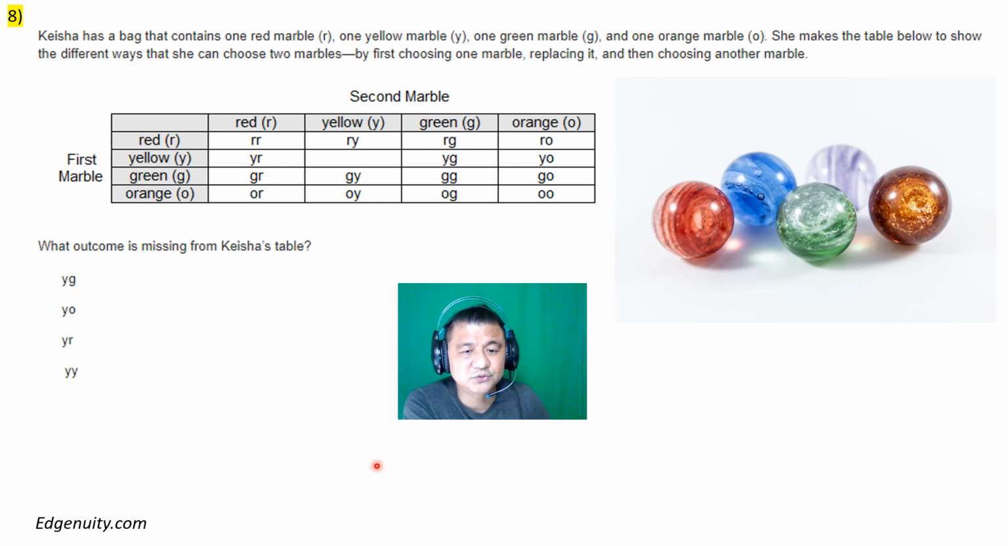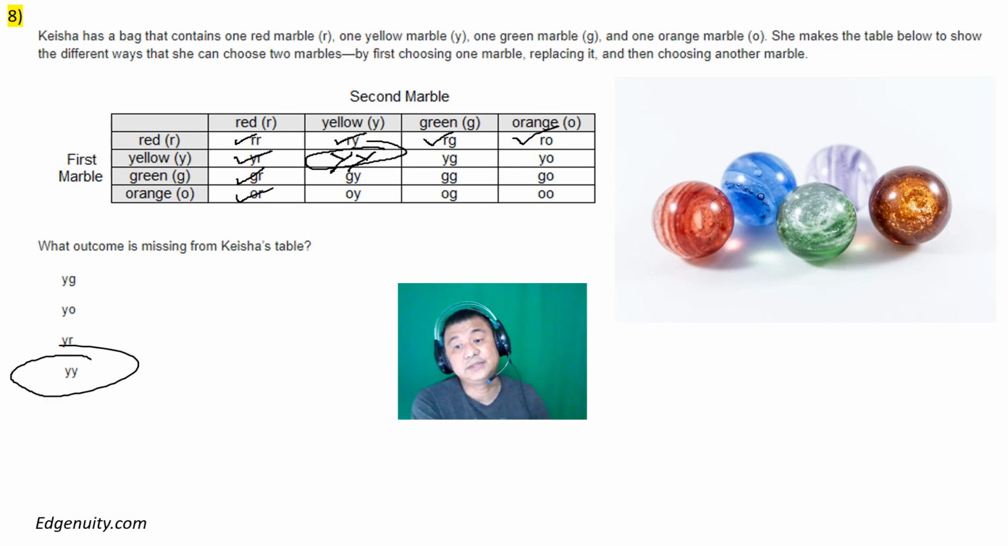So the first one could be what? The first one could be red followed by red, yellow followed by red, green followed by red, orange followed by red. Oh, let's look at the rows. Red followed by red, red followed by yellow, red followed by green, red followed by orange. All of these are the yellow. So yellow followed by red, yellow again. This is the missing one. See that? Okay, so that's it, guys.